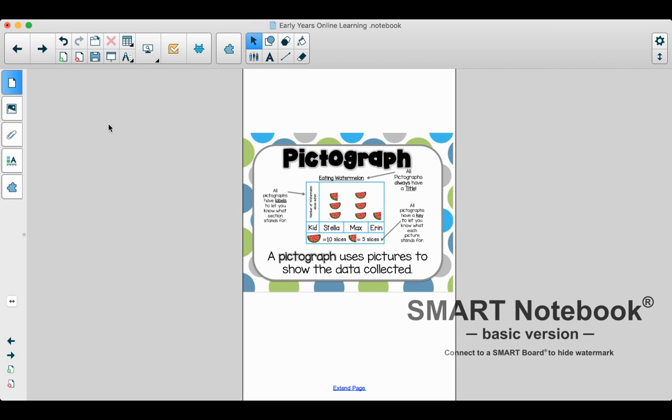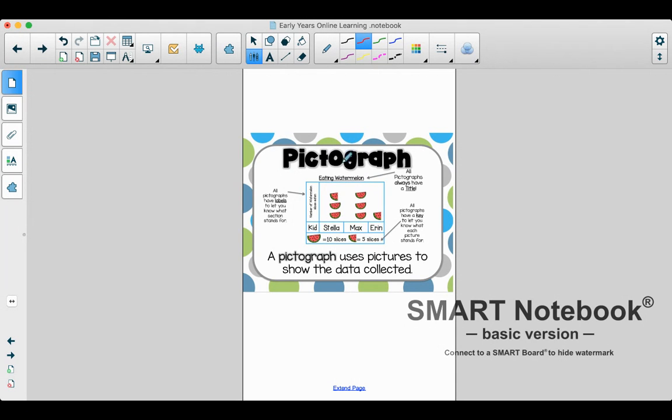So today in math, we are talking about pictographs. Last week, we were talking about tally graphs. Today, we're talking about pictographs. It's just another way that we can record our results. So let's talk about pictographs. They're Miss Filer's favorite, actually.